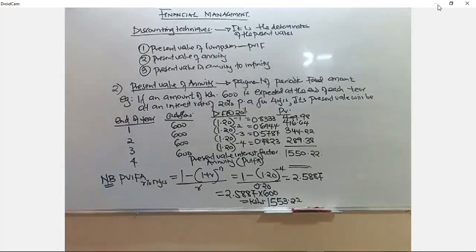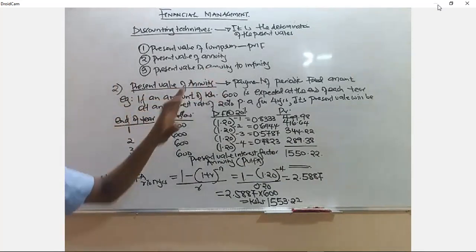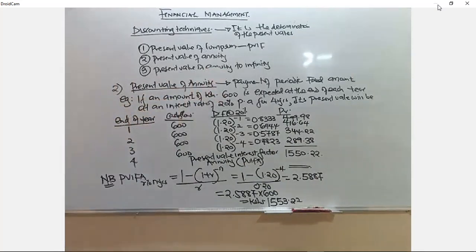When you use the formula, you're supposed to be getting similar values. Before we go to the question paper, I just want to go to the present value of annuity to infinity. Or before I go there, I do an illustration. Yes, I can do one.